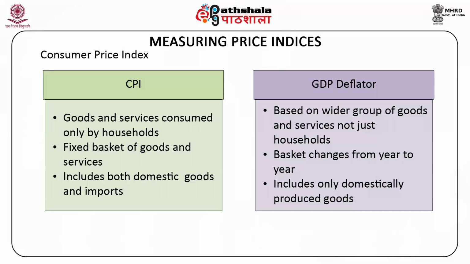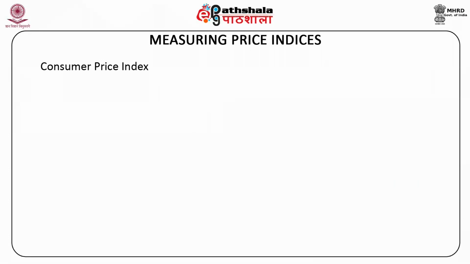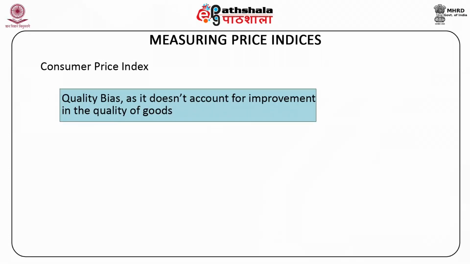Most government payments, such as pensions, social security benefits, and dearness allowances, are based on CPI. WPI, on the other hand, measures the wholesale price of a large number of items. There are a number of problems with these price indices.